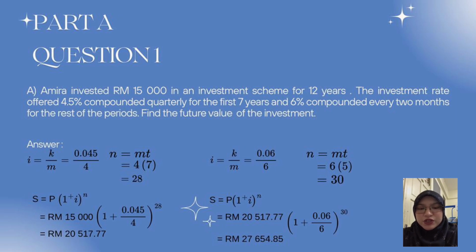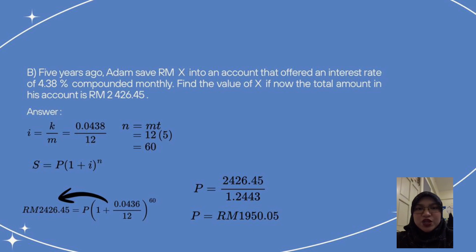The future value after 20 years is S equals RM27,654.85. Therefore, after the full 20 years, Amira's investment grows to RM27,654.85. This shows two different compounding rates. Now I will explain question B.